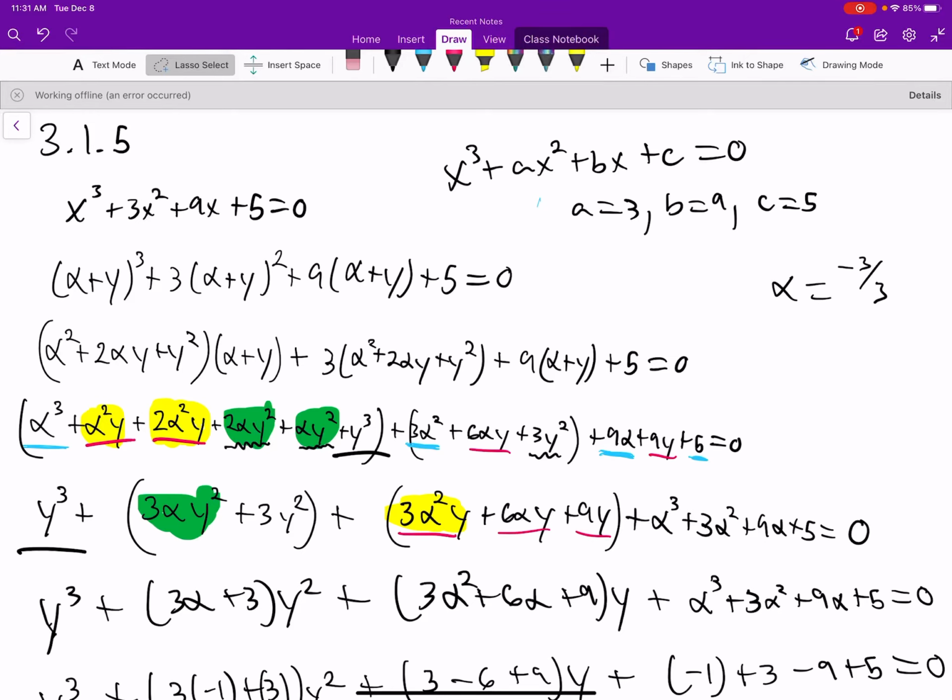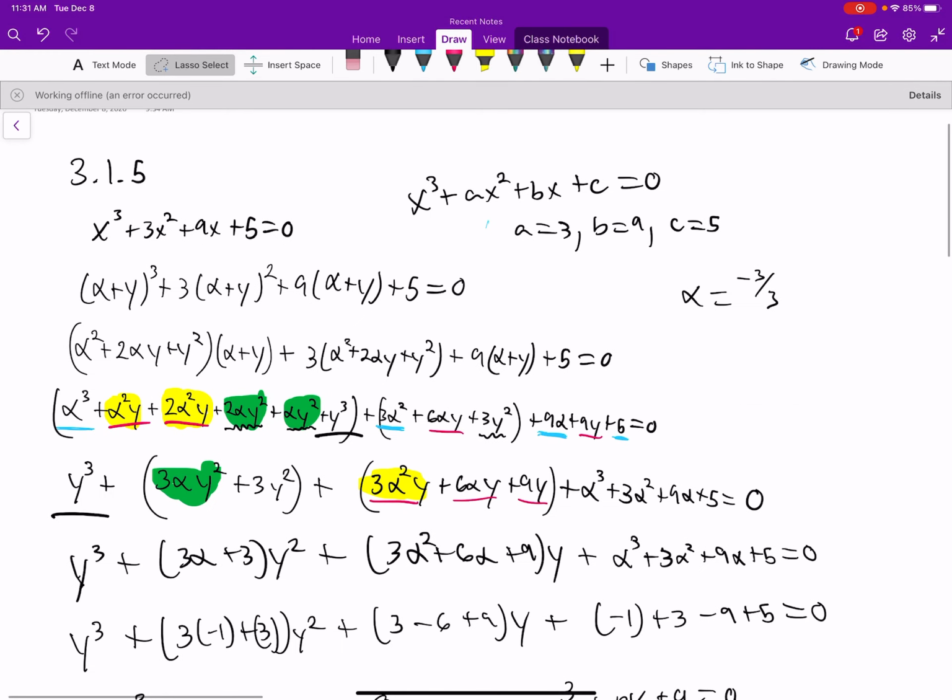All right, we're looking at 3.1.5, and finally we get one with a non-zero a value, so we have an x squared term. So what we do first is replace x with alpha plus y, and that completely transforms the equation from a cubic in x to a cubic in y. We're going to have to undo that later, but we'll talk about that in a bit.